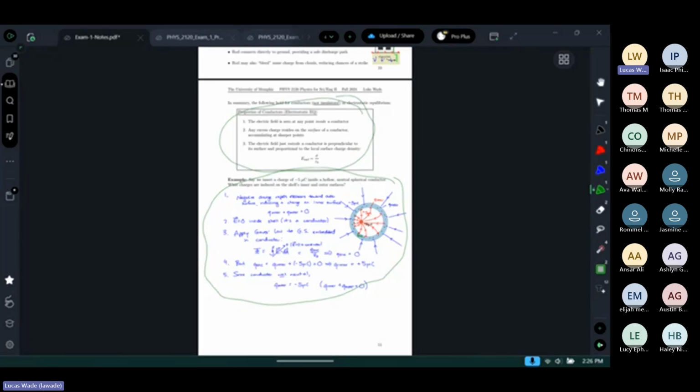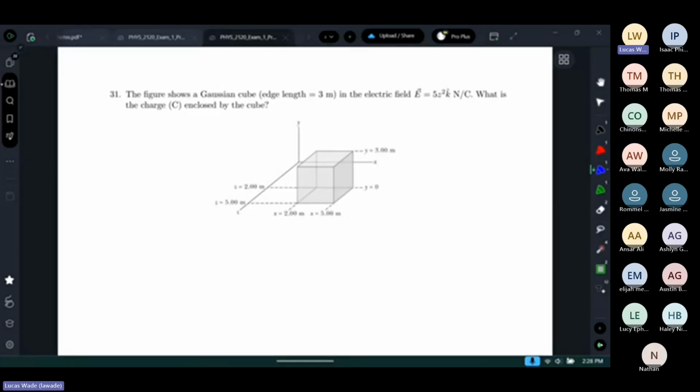So I think we are ready to turn it over to practice questions. So 31, we have a Gaussian cube that is sitting in this particular electric field. What is the charge enclosed by the cube? When I do these problems, the first thing I do is try and sketch this electric field. If you're in Calculus 3, you may have already been doing some sketching of vector fields, but even if you're not, you can figure it out because all this is telling you is that at each point in space, which has an XYZ coordinate, the electric field looks like this.